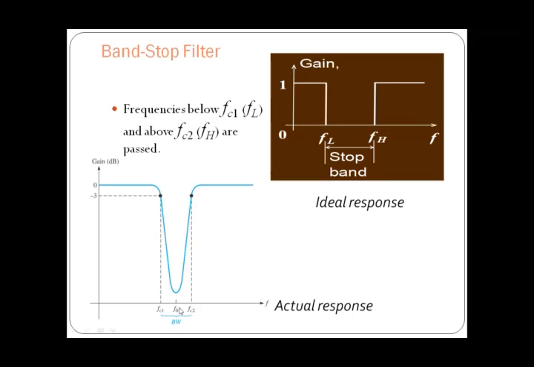What is the difference between band pass filter and band stop filter? The band pass filter allows the frequencies within the selected band, and the band stop filter does not allow the frequencies within the selected band. That is the only difference we have observed.